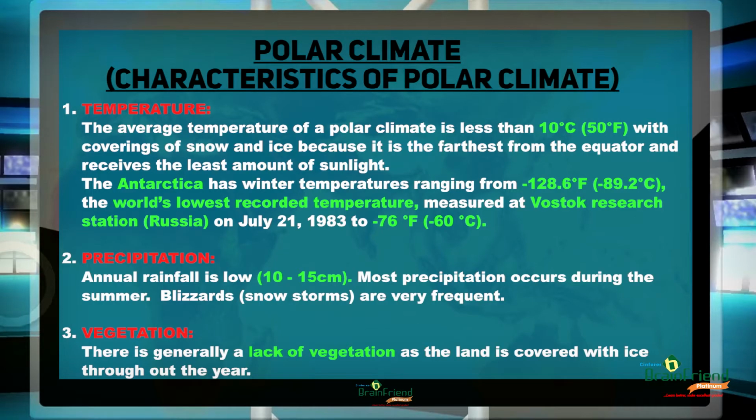It was recorded that Antarctica, which is found at the South Pole, has winter temperatures ranging from -128.6 degrees Fahrenheit or -89.2 degrees Celsius, which is the world's lowest recorded temperature, measured at Vostok Research Station, Russia, on July 21, 1983, to -76 degrees Fahrenheit or -60 degrees Celsius.